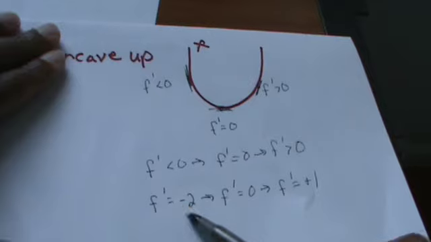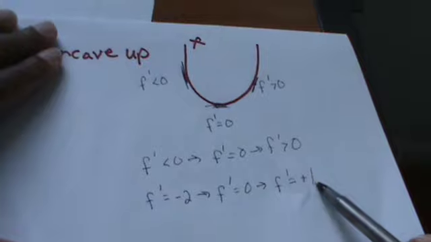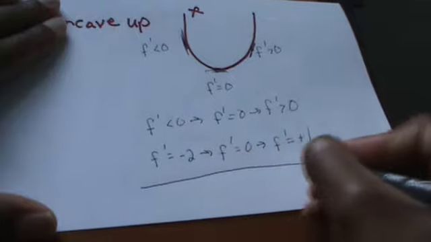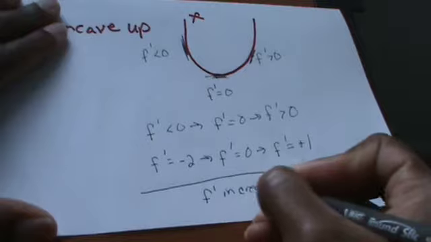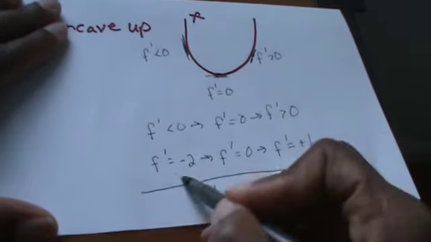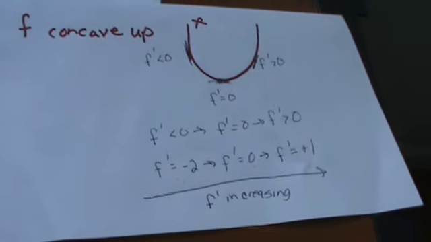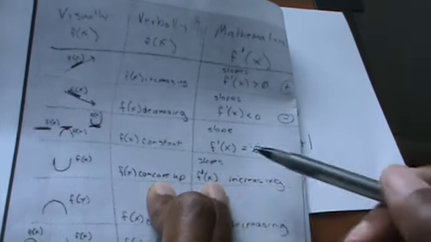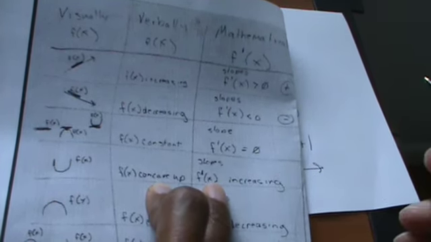Okay, so if you go from a negative slope, that's going to be smaller than a 0 slope, which is going to be smaller than a positive slope. So what we can say is as we move from left to right, we can say F prime is increasing. The slopes are increasing, if you're going from a negative slope to a 0 slope to a positive slope. So if you look at your table, you can see that that is exactly one of the relationships that we have. It is right there. Right? If your function is concave up, the slopes are increasing. Not the function, but the slopes are increasing.